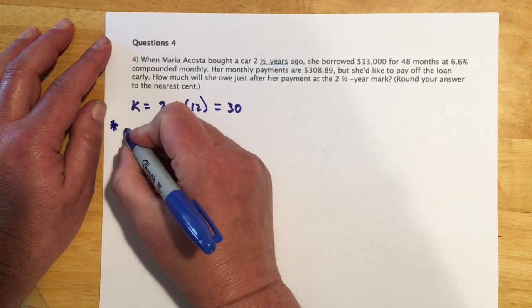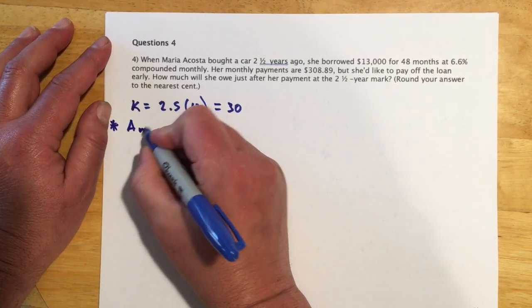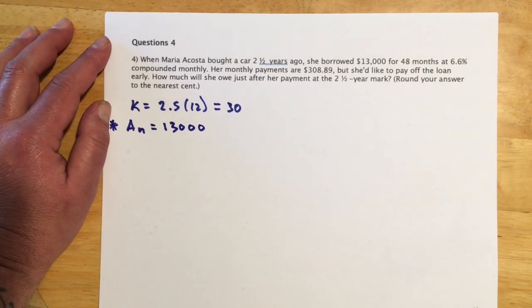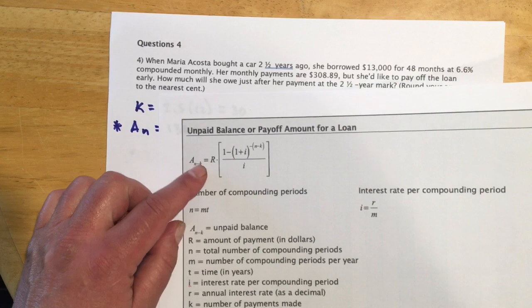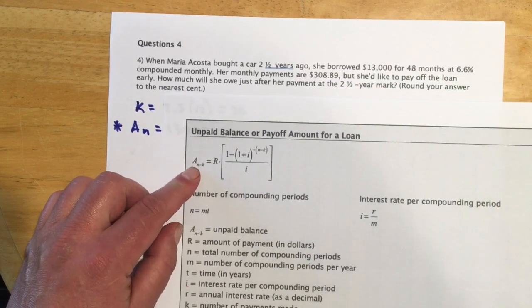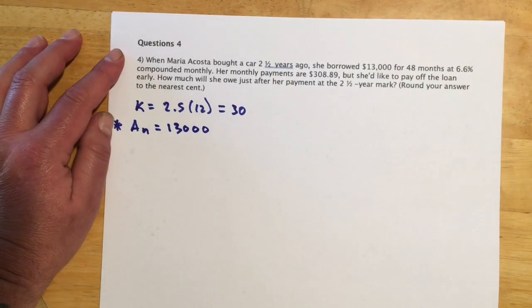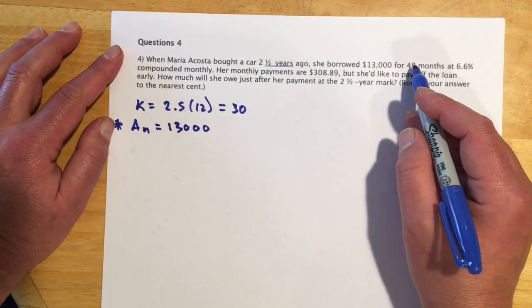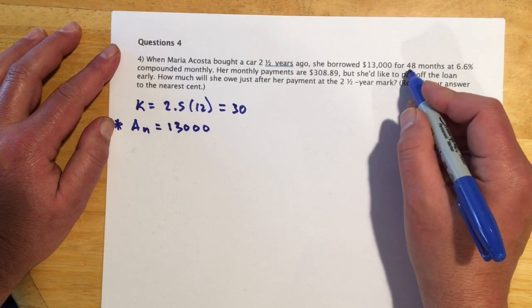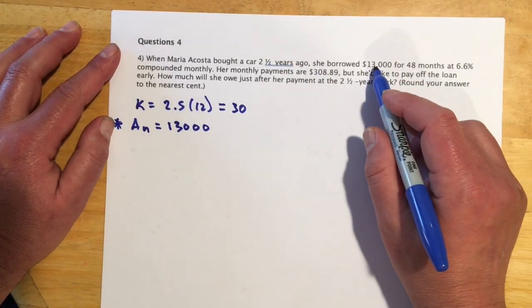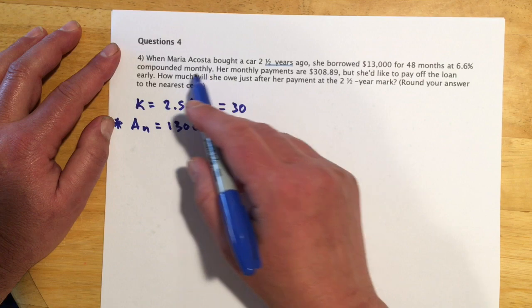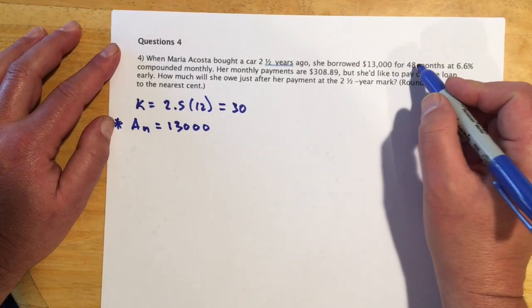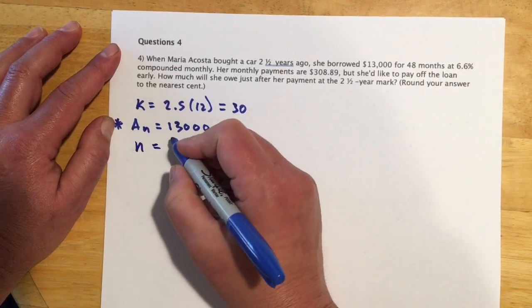13,000, again, I'm going to put an asterisk on it. That would be A sub N, but we're not actually going to need it because the unpaid balance doesn't use that. It uses the payment, and then it finds the unpaid amount. But I'll just note that's what that is. 48 months, so that would be N because they gave it to us monthly. They could have said 4 years and then compounded monthly, and then we would have gone 4 times 12 to get the 48. But here we can go straight to the N.